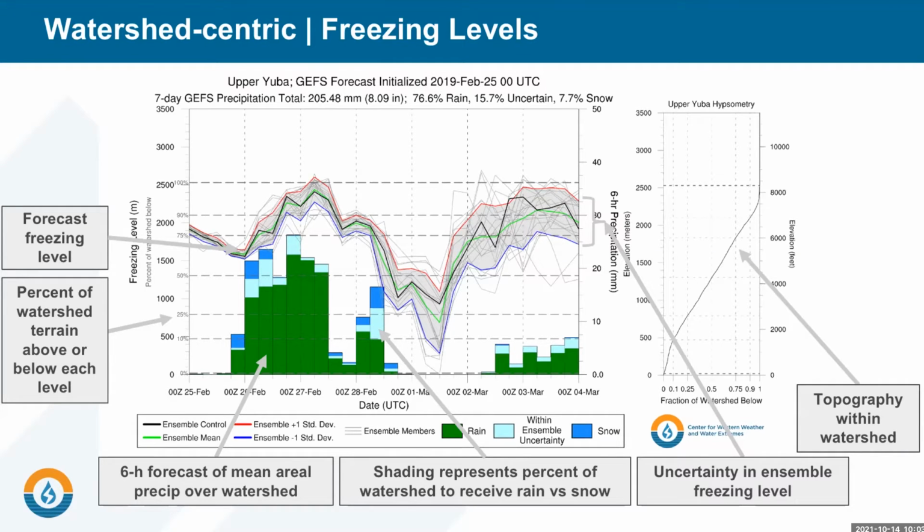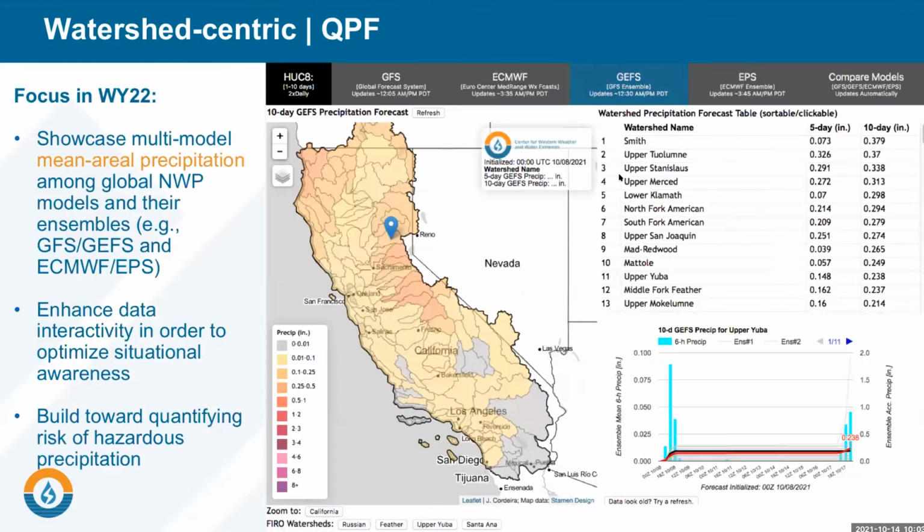And lastly, at the top of these diagrams, you'll see a 7-day summary of the total precipitation, as well as those percentages of rain versus snow and the uncertainty associated with that. So I'll turn it over to Jay now to talk a little bit about our watershed precipitation tools.